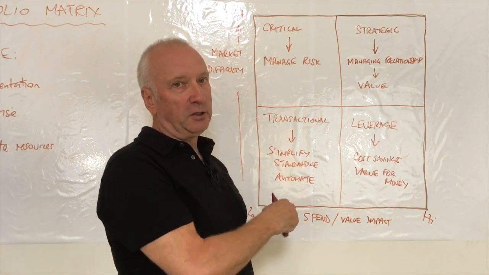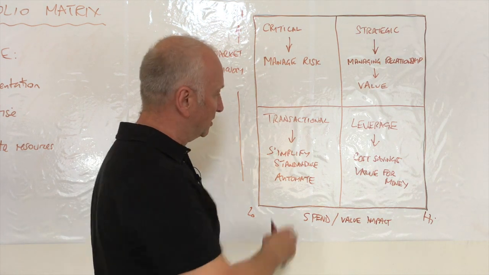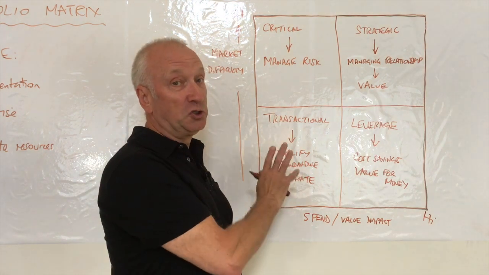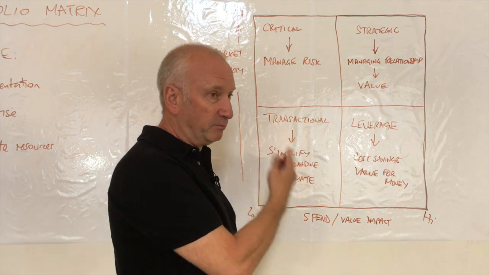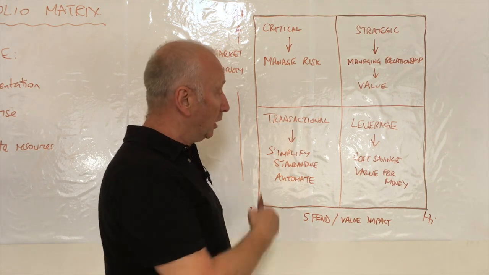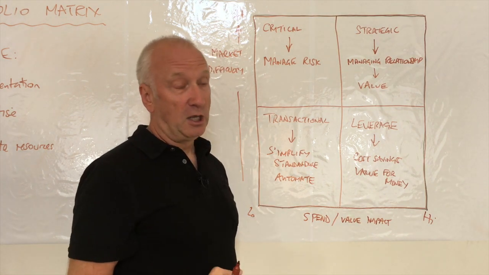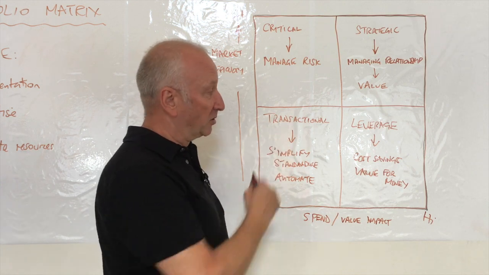If, however, you're supplying a product or service that the customer places in the transactional box, this is where we often find the junior buyers or the junior category managers. Men or women who have come out of university, maybe young graduates, learning how to do procurement on relatively low risk categories from the customer's perspective.